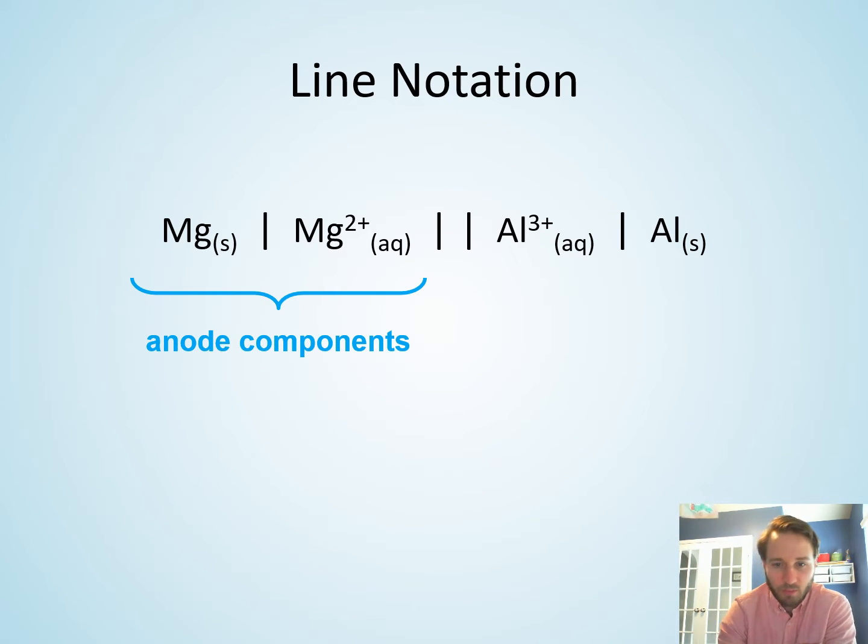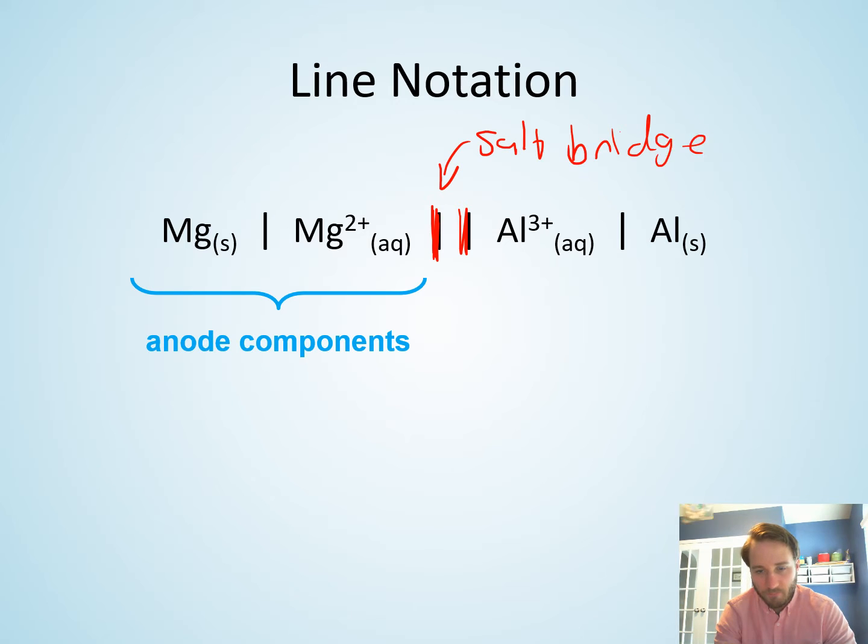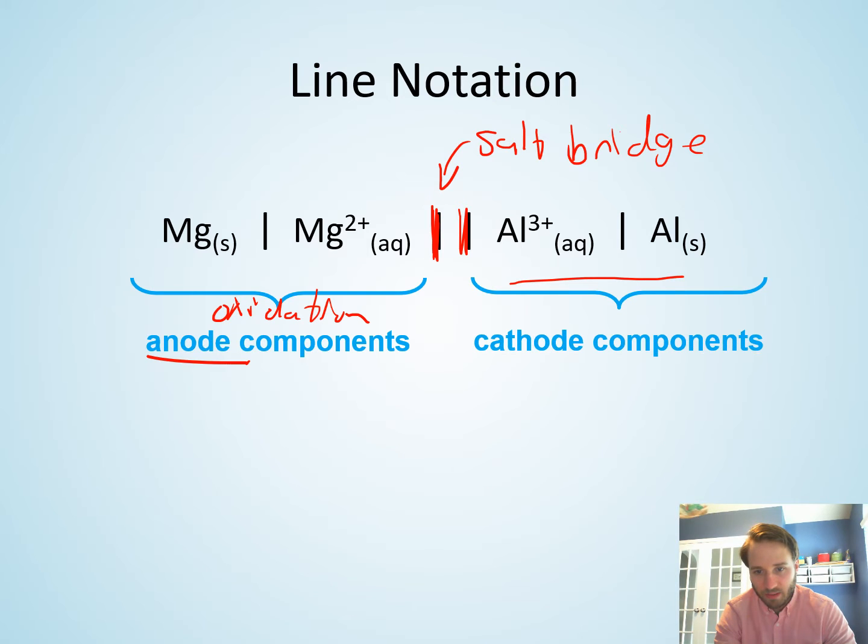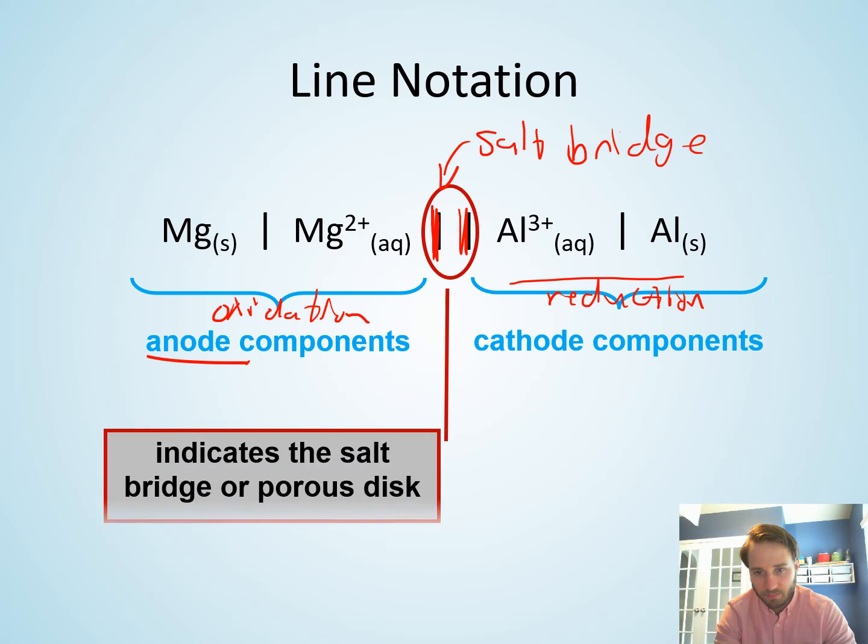You first write out something like this, where you have something being separated by two vertical lines. This is indicating the salt bridge. To the left of that is your anode, which has your oxidation reaction, and to the right of that is the cathode, which has the reduction reaction. Again, the two vertical lines are the salt bridge.